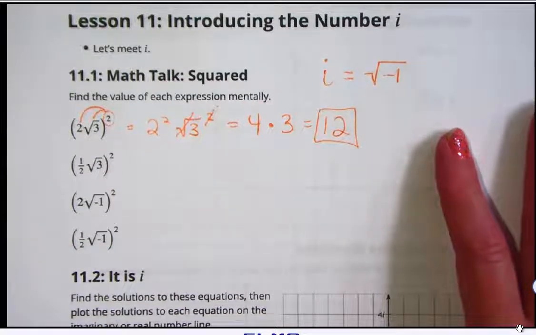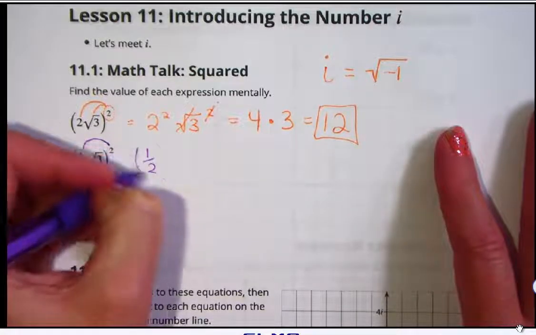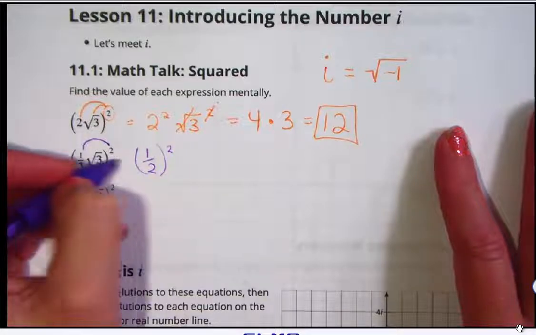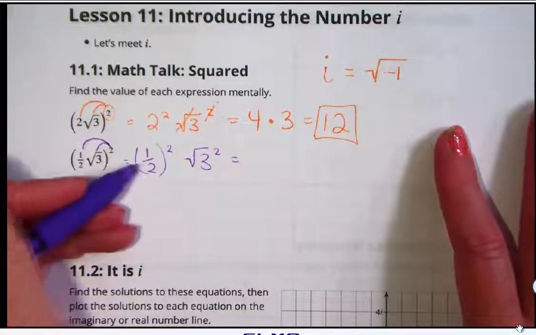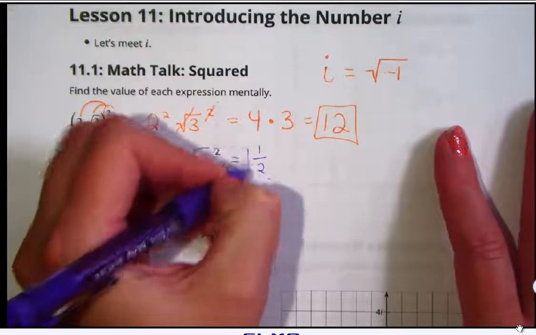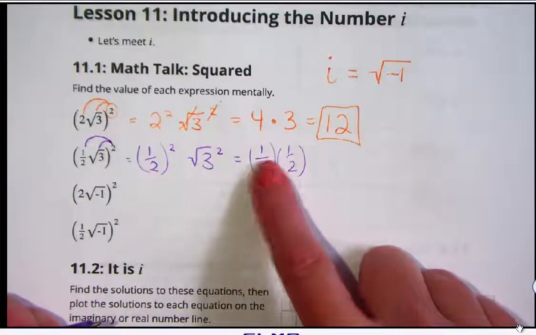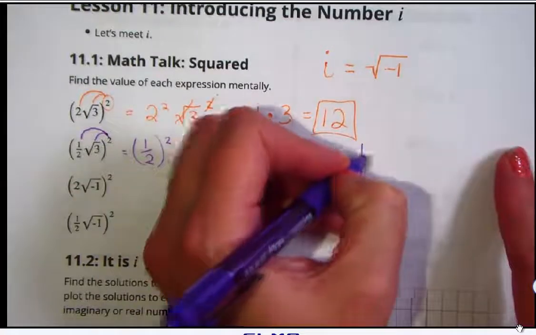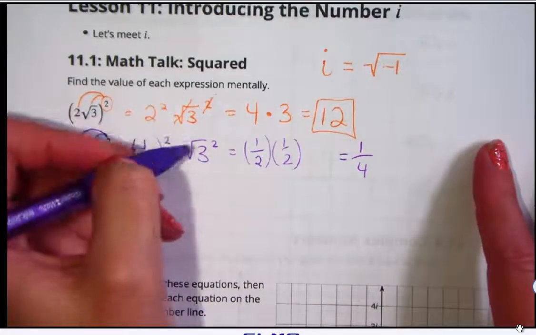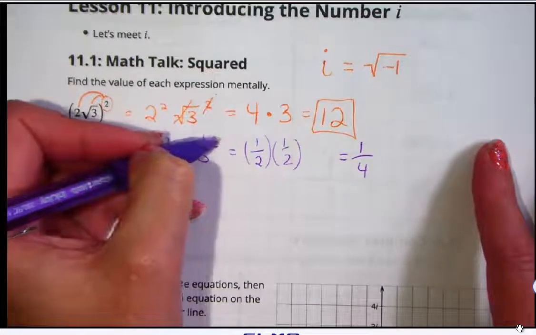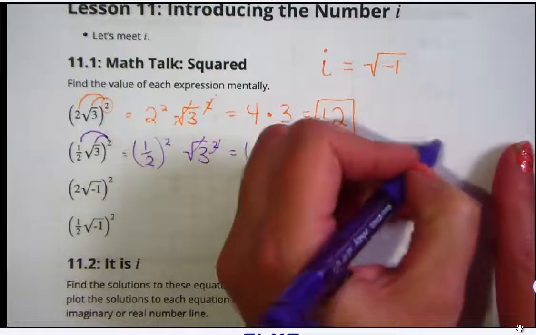And applying the same to our next problem, we would of course have (1/2) squared and the square root of 3 squared. Well, 1/2 squared means 1/2 times 1/2, which, multiplying fractions straight across, 1 times 1 is 1, 2 times 2 is 4, so that would equal 1/4. And of course, the square root of 3 squared is still 3. So we have 1/4 times 3, which would be 3/4.